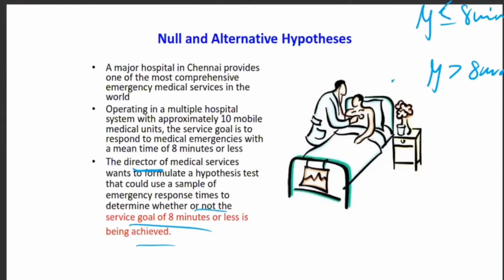What are the two possibilities? Write them down and ask the question: for which one do we have to take action? You have to think from the director's perspective. For which one do I have to take action, and for which one do I not have to take action? Null and alternate automatically form like this.